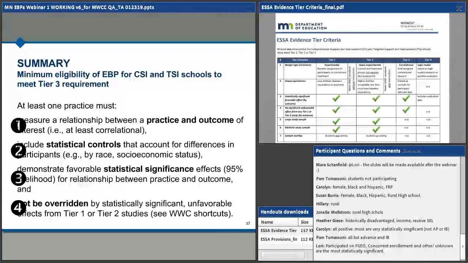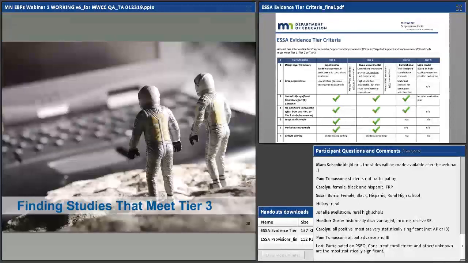All right? I'm going to show you how to find these look-fors in the What Works Clearinghouse in a second, but I just want to pause there for a second to see if there are any questions. We will have time at the end for questions, by the way, if you want to wait. Either way works. All right, I'm going to keep moving on here. Not seeing any questions.